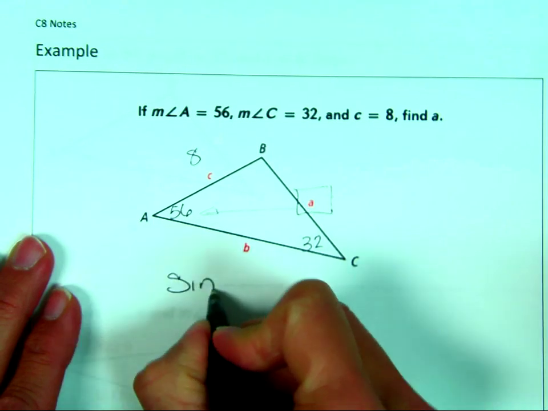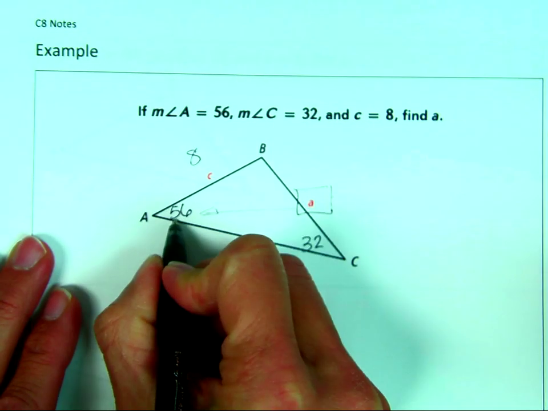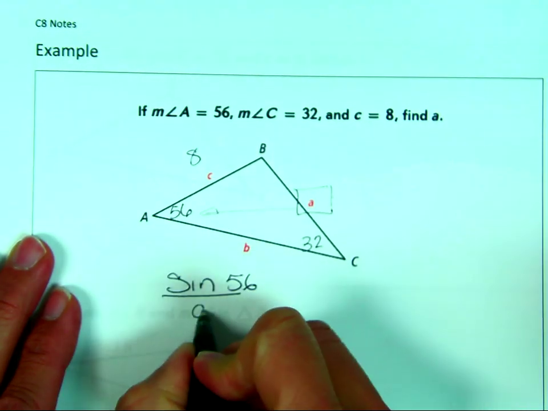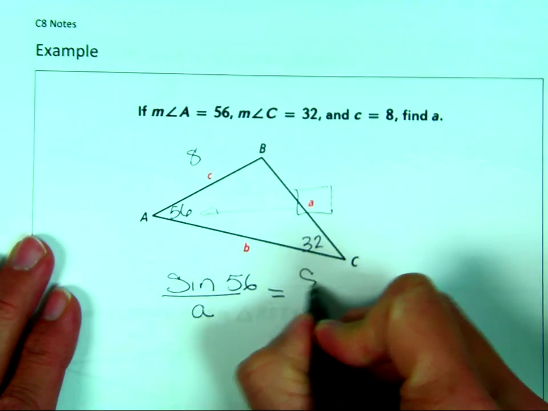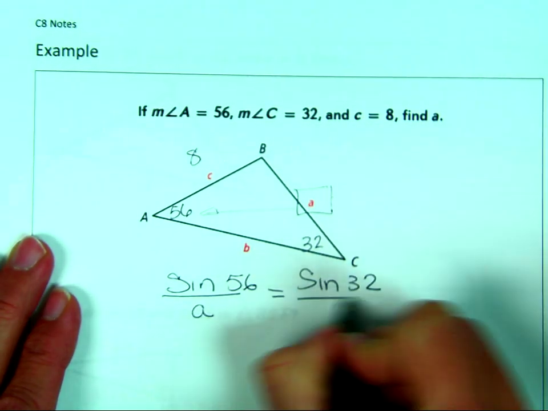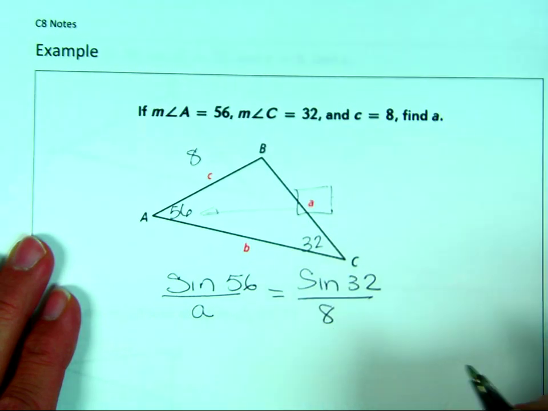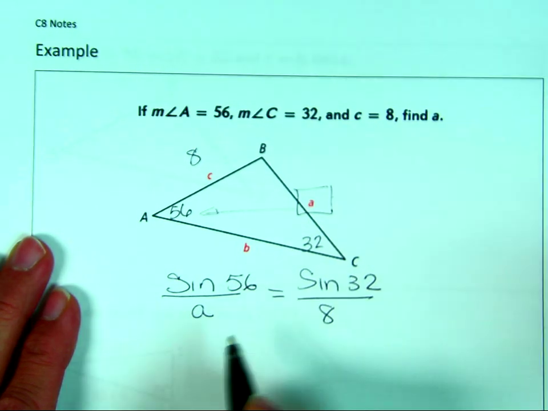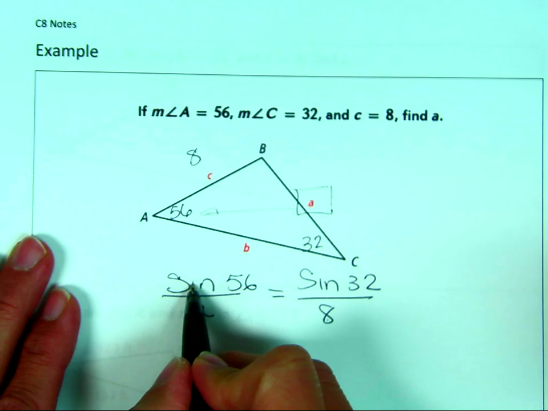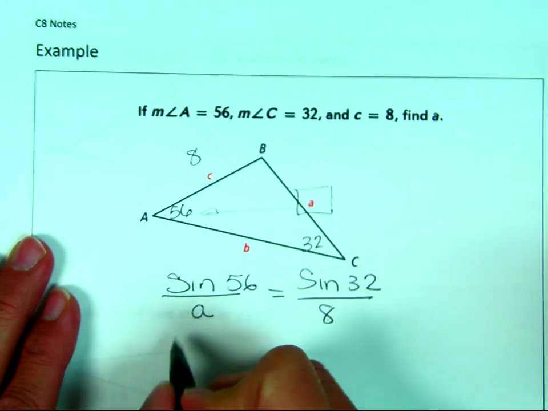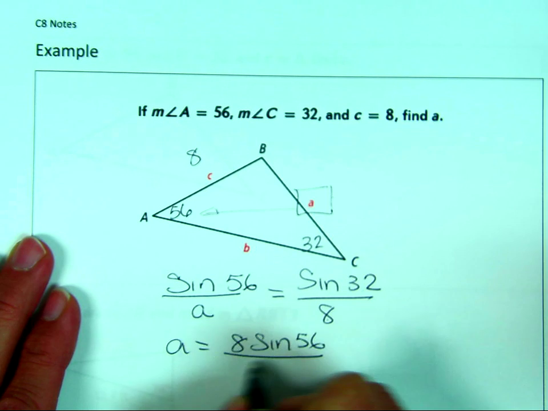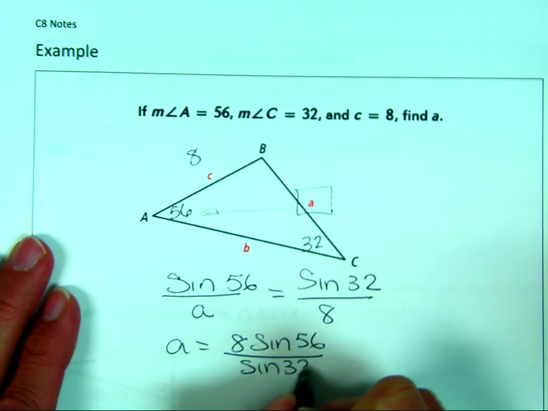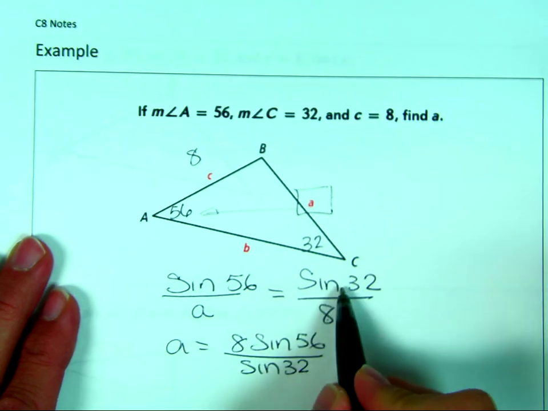So I'm going to say the sine of 56, angle A, over side A, which I don't know yet, is going to be equal to the ratio of the sine of 32 over the side opposite 32, which is 8. And then this becomes a calculator problem. I'm going to take 8 times the sine of 56 and divide it by the sine of 32. So A equals 8 sine 56 divided by the sine of 32, if I cross multiply, because I would have to divide by that.